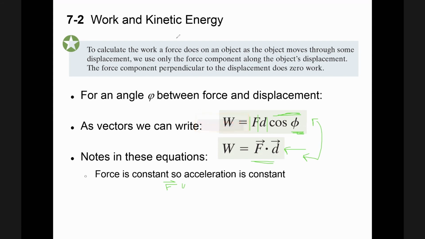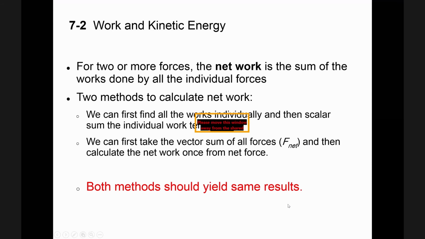So to calculate the work a force does on an object as the object moves through some displacement, we use only the force component, okay? The perpendicular force makes zero work. That is another format of what I said, the cosine of the angle. That's why the weight and normal force do zero work. I want you to understand it, not memorize anything.